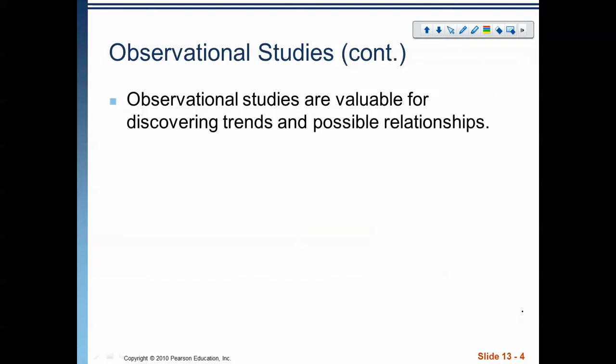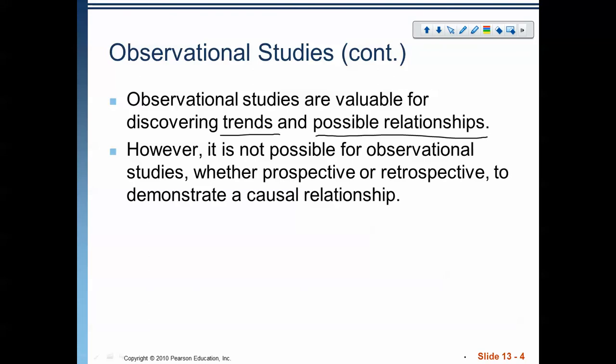Observational studies are valuable for gathering trends and possible relationships. They don't tell us about a cause to effect. They tell us what we can find, not necessarily when one thing causes another thing, right? We call this a causal relationship. These observational studies do not, I repeat, it is not possible for them to show a causal relationship. And that is a big misunderstanding that happens a lot.